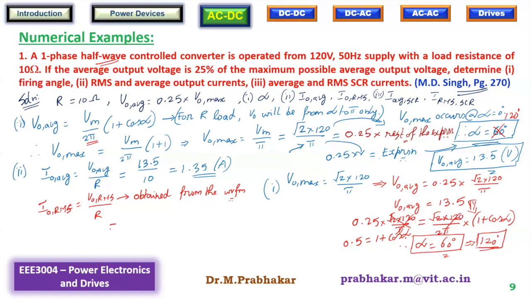So if you find an expression for that, you will get V naught RMS. The expression alone you can trust. The textbook will be given by Vm into, for whatever waveform we get for a half wave, please remember that, the square root of 1 by 4 pi plus sine 2 alpha by 8 pi. Right? The entire thing is under square root.